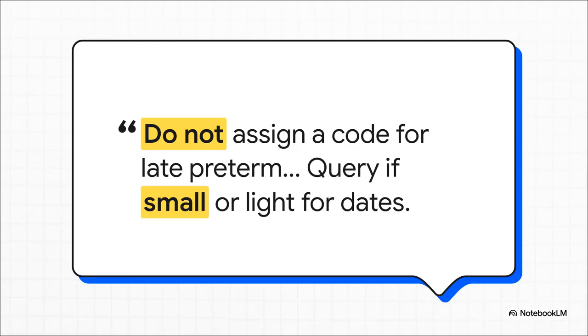So think about what this means. If you spot a provider documenting late preterm for an infant born at 37 weeks and a few days, you absolutely cannot just code it as prematurity. Doing so is a major compliance error. Instead, you have to compliantly query the provider for a more precise diagnosis. You need to ask them, is the infant actually small for dates or light for dates? Because honestly, ICD-10-CM simply doesn't have a classification for a late preterm infant who is beyond 36 completed weeks.